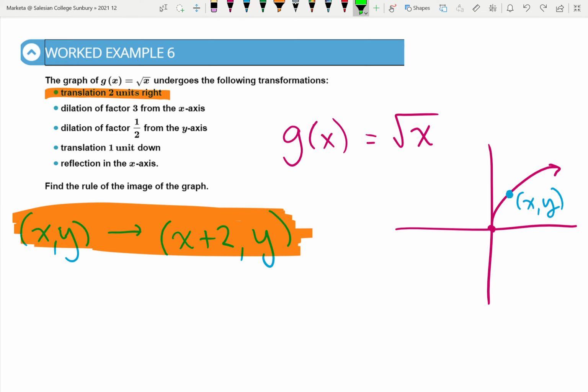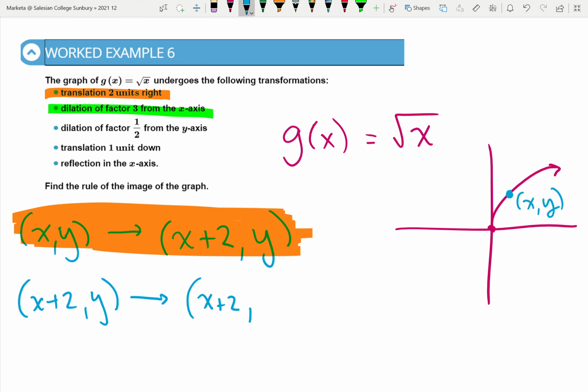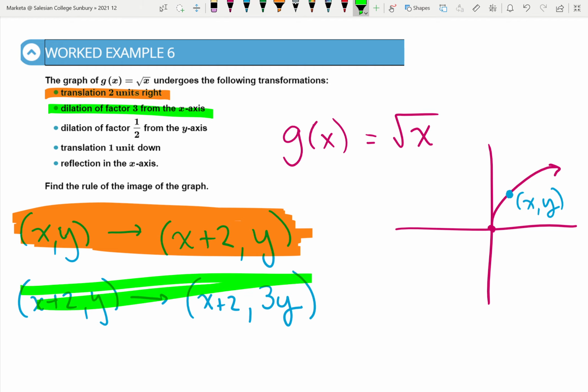Let's now do the next thing, dilation factor of 3 from the x-axis. And be careful of the wording here. From the x-axis means it affects y, so it affects the opposite. Now I take this point here. We've already gone 2 units to the right with every point, x plus 2. So we still have x plus 2, but from the x-axis, we'll be affecting the y value. So I'm going to write 3 times y. That's what I've got now after I've done that green bit.